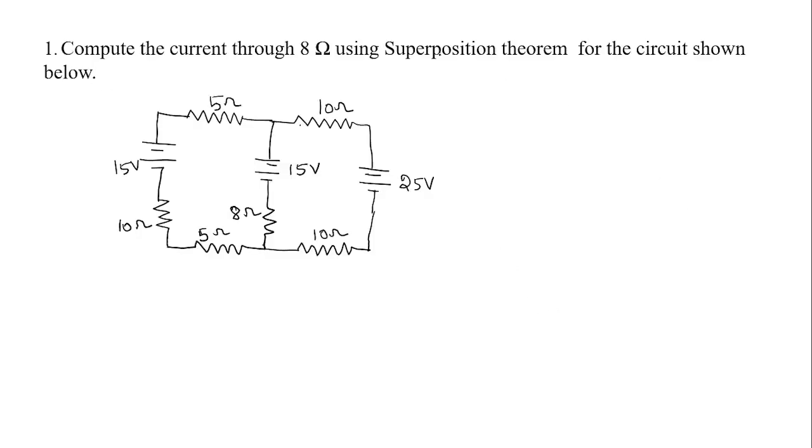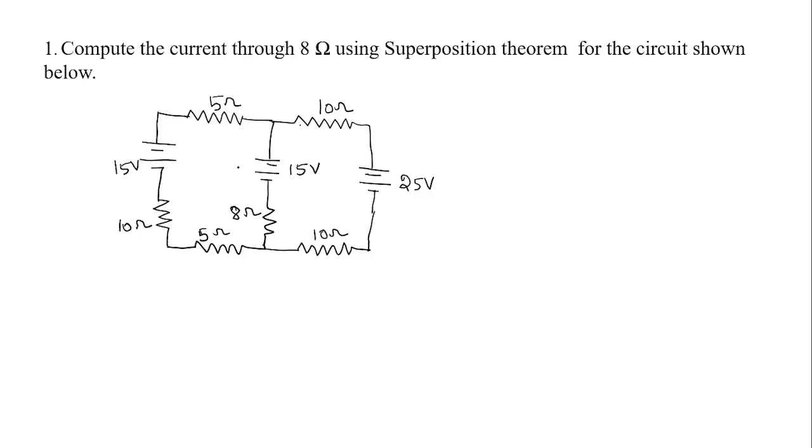So the question is, compute the current through 8 ohms resistor using superposition theorem for the circuit shown below. Okay. So this is the given circuit. Here we have 3 voltage sources. So two 15 volt sources and one 25 volt source. Here 5 ohms, 10 ohms, and here also again 5 ohms and 10 ohms resistor. And here again 8 ohms and 10 ohms. So now we are going to find out the current flowing through this 8 ohm resistor.